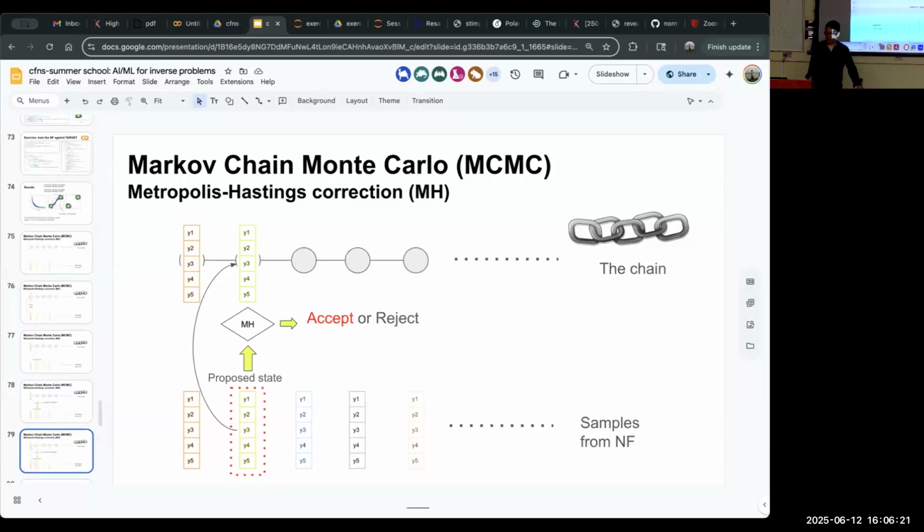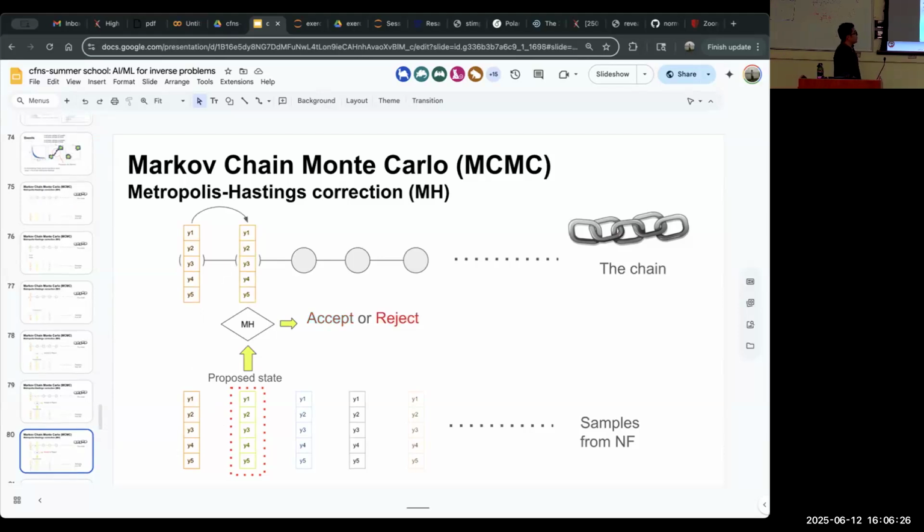I learned it the hard way. So if this box here decides to reject, then what you do is copy the previous state. That's how it works. Either you take the proposed state and put it here, or you copy the previous state. That's how accept and reject translate. And if you don't follow those rules, then you violate the entire theory of Markov chain Monte Carlo that I'm not going to tell you about, but that's the reality.